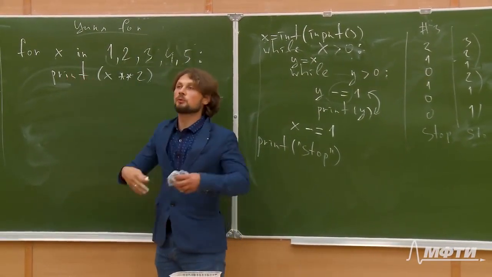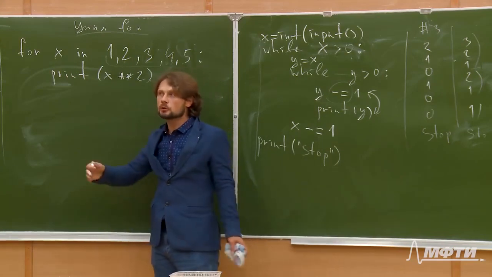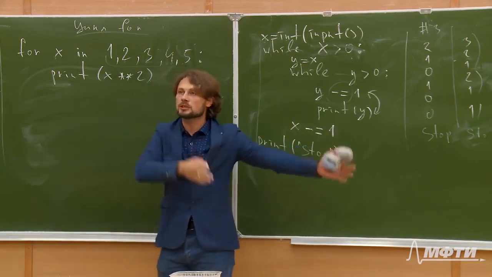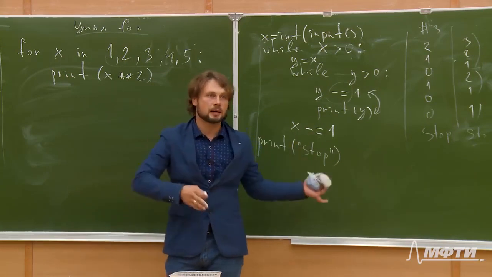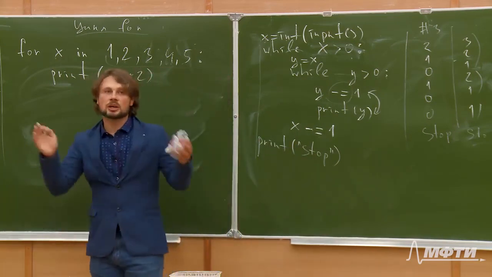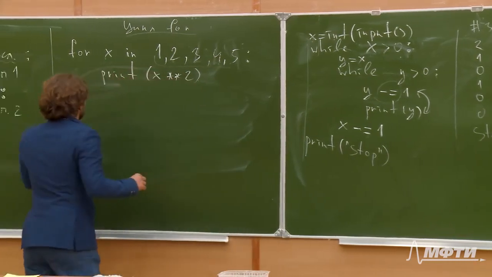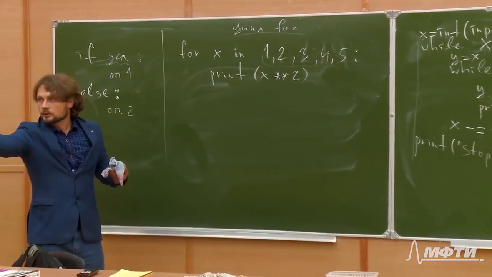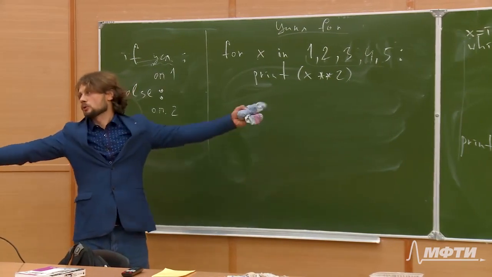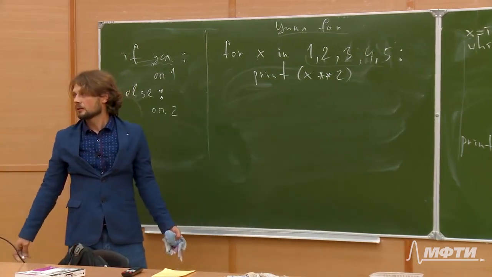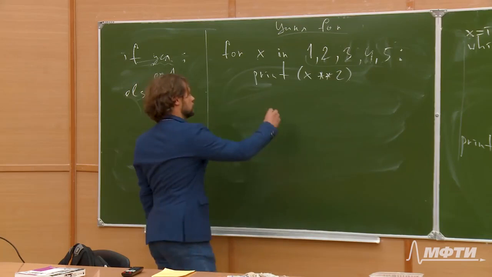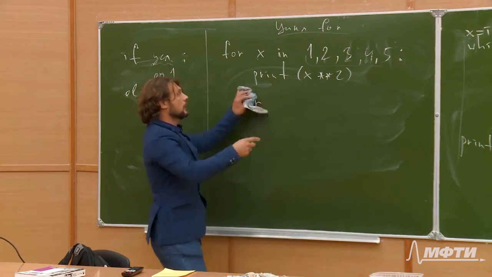The for cycle is traditionally needed for what? In order to run through some range of an arithmetic progression, from 1 to 100, from 10 to 100 in increments of 10, although Pascal does not know how to step. Yes, but some kind of arithmetic progression, right? Python has such a generator called range.